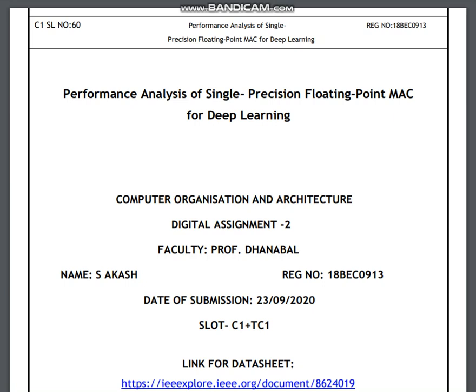Giving me this opportunity to present on the topic performance analysis of single precision floating point MAC for deep learning. This was studied and analyzed in detail from an IEEE research paper, and let's start with how this is related to the computer organization and architecture syllabus.